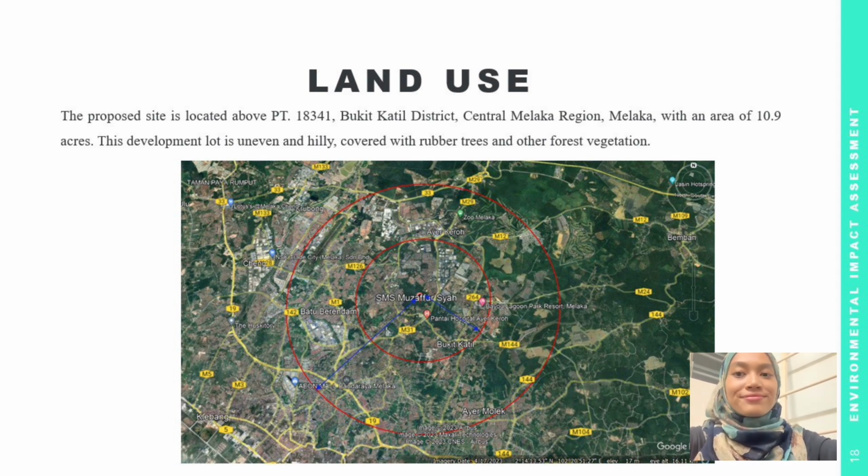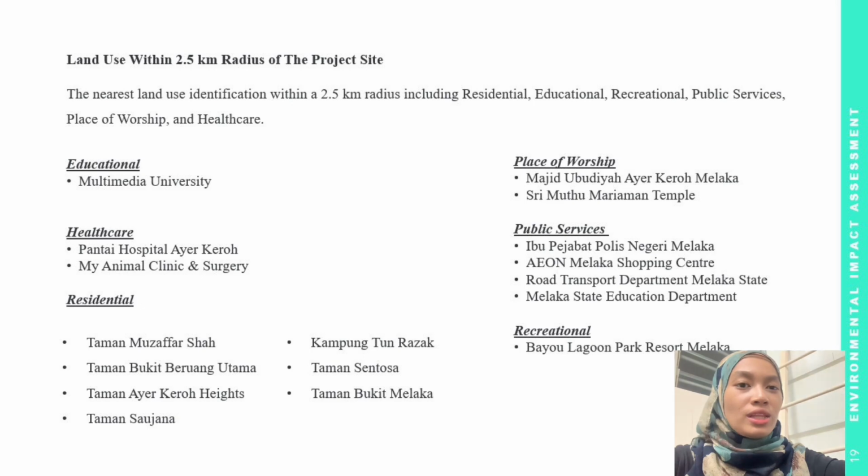For the land use within a 2.5 km radius of the project site, the nearest land use identification includes residential, educational, recreational, public services, place of worship, and also healthcare. As you can see here, there are places stated for each of the facilities. For educational, we have a multimedia university, Pantai Hospital, ICRO for healthcare, and also there are many residential places in this area.